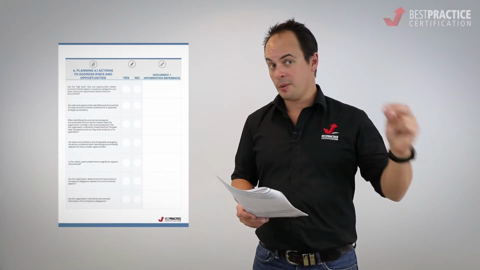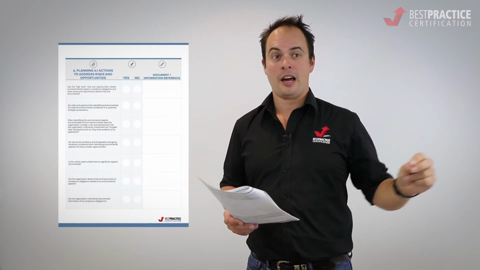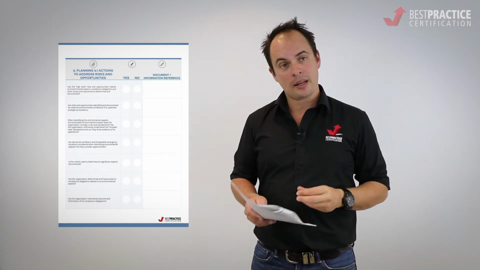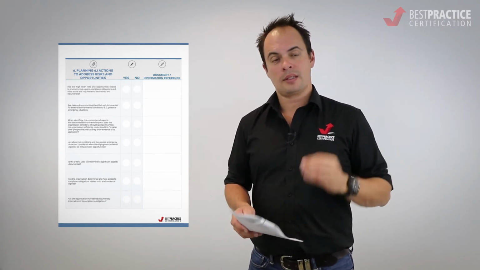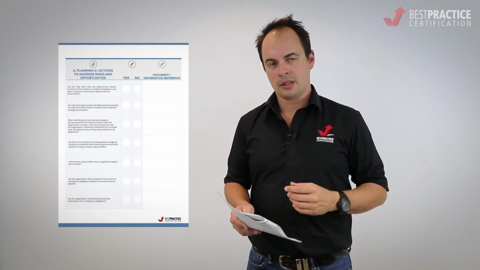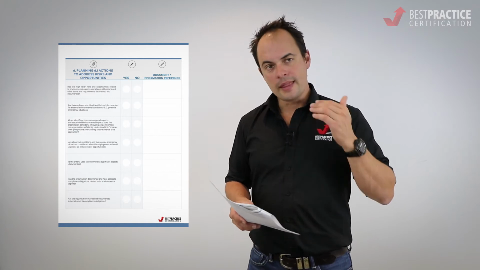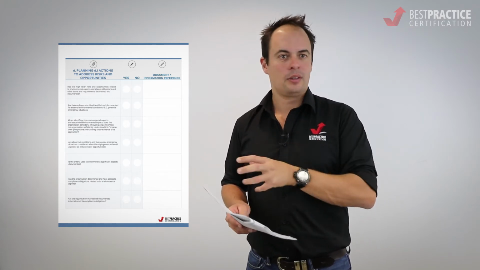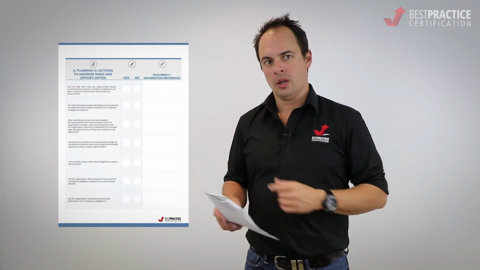Because remembering, in our environmental policy, we made a commitment to legal and other requirements. Now, it can be a tricky part of the standard, but if you just start with a simple list of the things that you think that you need to comply with that are laws and regulations, that's a great start. And then documenting how you need to comply with them, or what you need to do to comply with them.